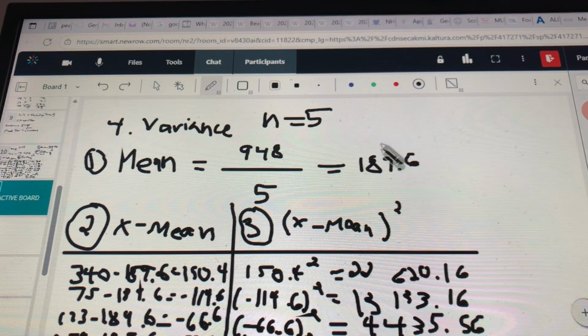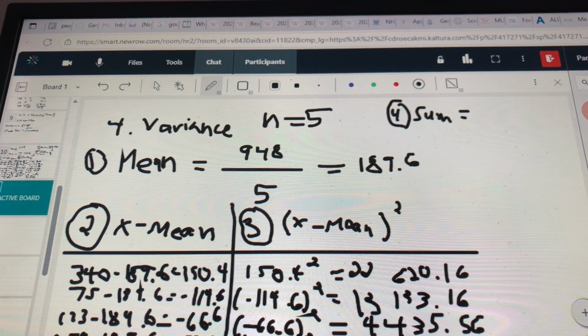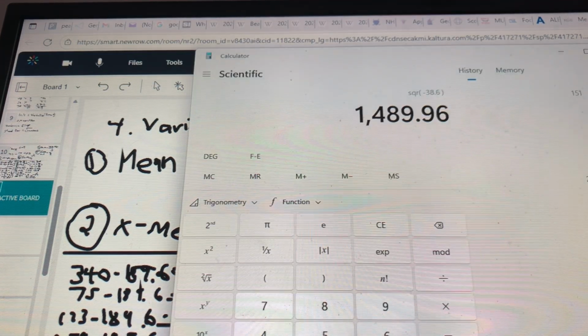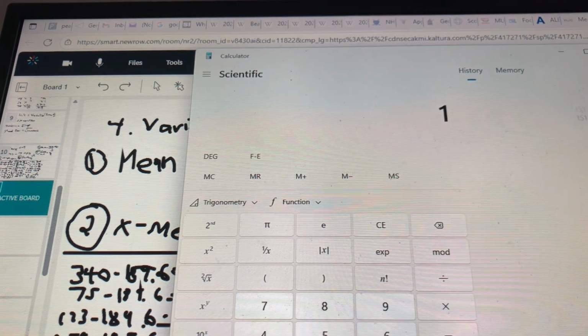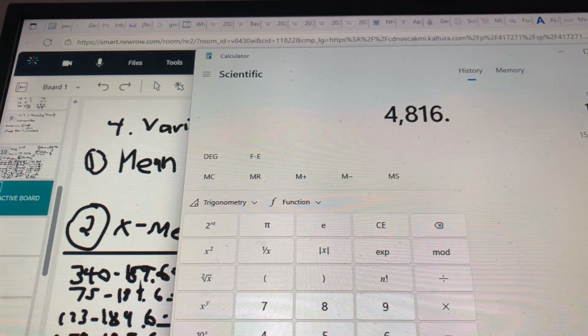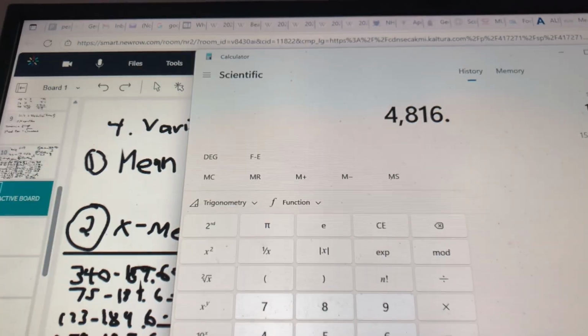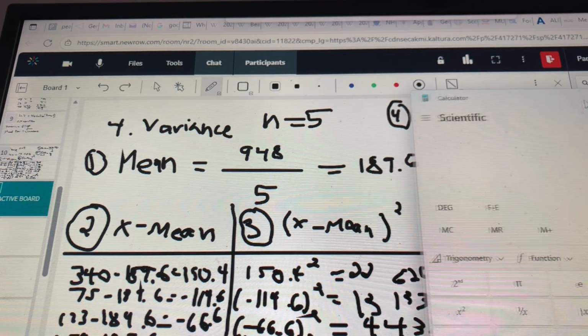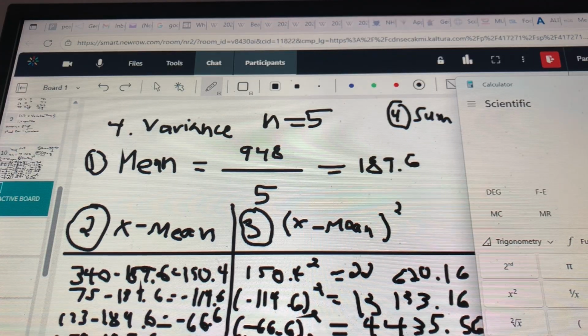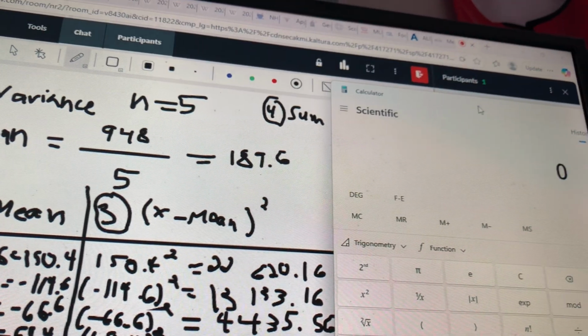So I'm going to add all these up backwards. Step 4 is the sum of the squares. 1489.96, I got that on the screen still, plus the one above it, 4816. I typed that wrong, 4816. And I lost the other number, I think. Okay, let me start over. Okay, I'd like to put this so I can see it all at the same time. But now you can't see it, but let me move this.